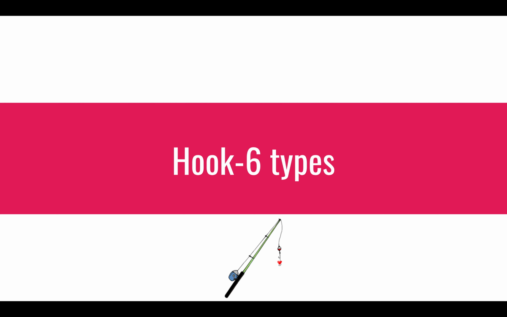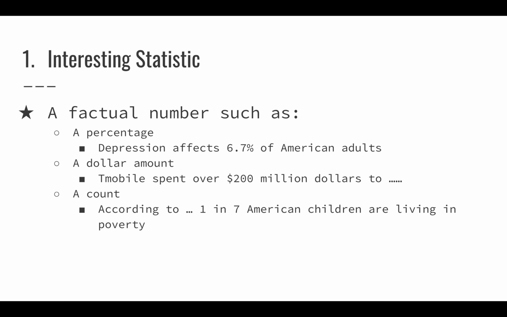Okay, so the first thing we're going to talk about is hooks. There's 6 different types of hooks that you can use. The first one is an interesting statistic. A statistic is some kind of number, such as a percentage, a dollar amount, or some kind of count. A percentage, obviously, an example would be like depression affects 6.7% of adults. A dollar amount, T-Mobile spent over $200 million to whatever, or a count, 1 in 7 or 1 in 5. Okay, it has to be true.